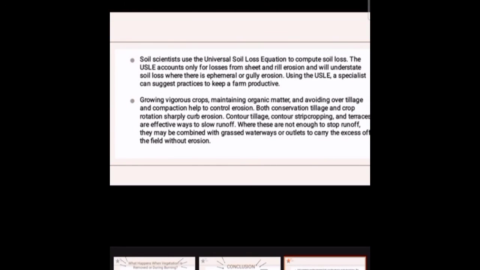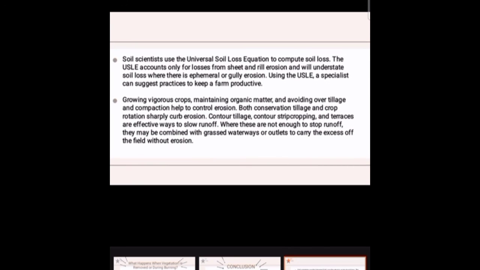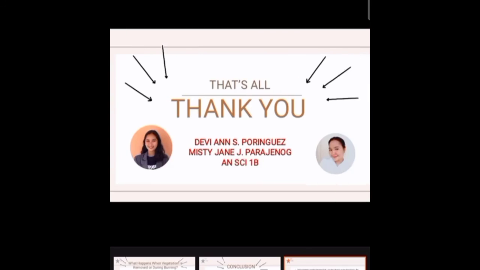Growing vigorous crops, maintaining organic matter, and avoiding over-tillage and compaction help to control erosion. Both conservation tillage and crop rotation sharply curb erosion. Contour tillage, contour strip cropping, and terraces are effective ways to slow runoff. Where these are not enough to stop runoff, they may be combined with grass waterways or outlets to carry the excess off the field without erosion.